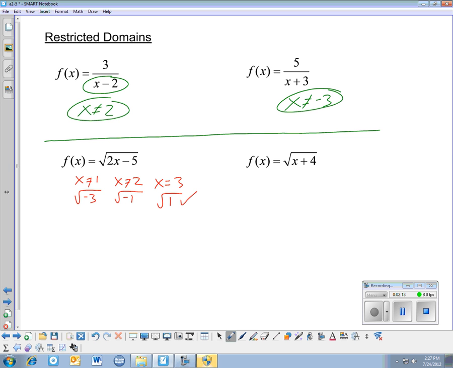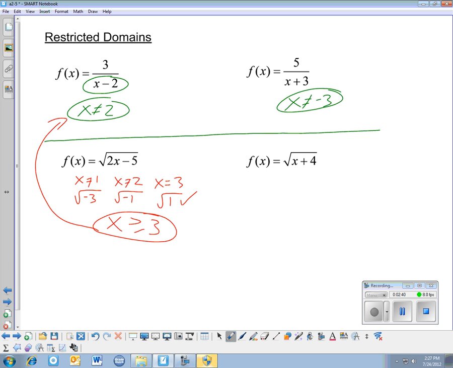And so what this tells us, since 1 doesn't work, 2 doesn't work, but 3 does, is that x has to be greater than or equal to 3. Otherwise, we'd have imaginary. So your domain is all values of x greater than or equal to 3. And that's different than up top for the fraction, where we're saying what x can't be. For the radical, we're saying what x can be. So sometimes it goes back and forth.